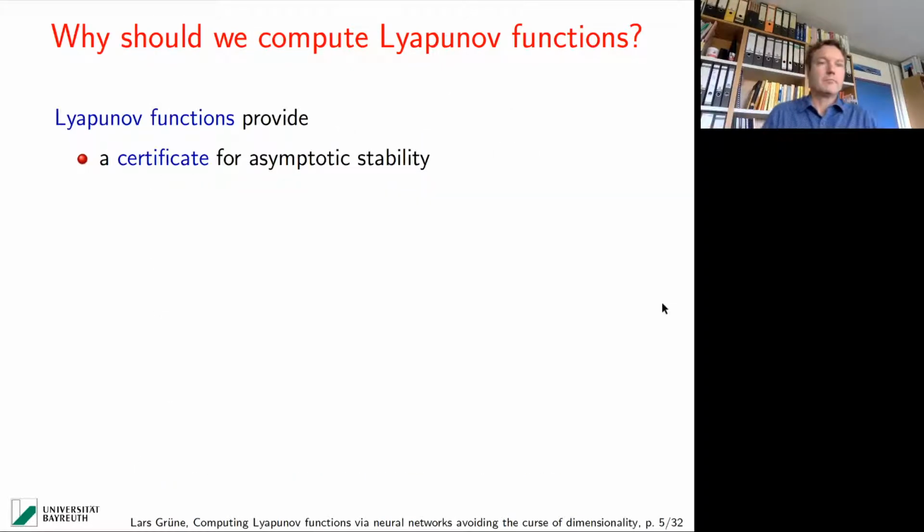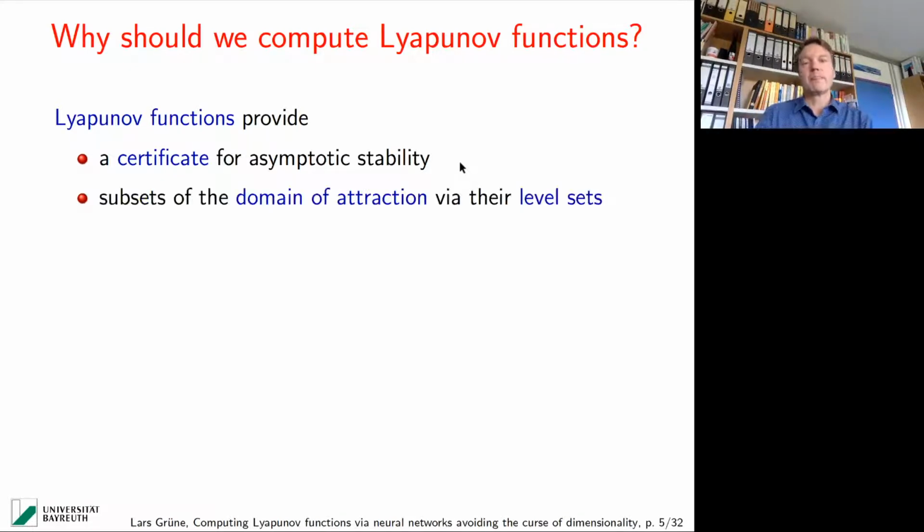Okay, yeah. Now, Lyapunov functions characterize asymptotic stability. Why should we compute them? Well, first of all, because they provide a certificate for asymptotic stability. If we are able to come up with a Lyapunov function, then we know that the equilibrium is asymptotically stable. Second, because if we do not have global asymptotic stability, Lyapunov functions allow us to estimate subsets of the domain of attraction via the level sets.